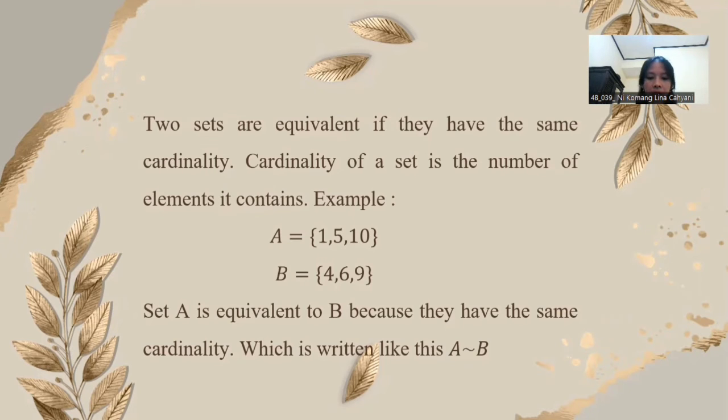So here is an example. The sets A and B are clearly not equal sets. They don't have the exact same elements. However, the cardinality of A is 3 because A has 3 elements. Also, the cardinality of B is 3. So we can say that the set A is equivalent to B, which is written like this.